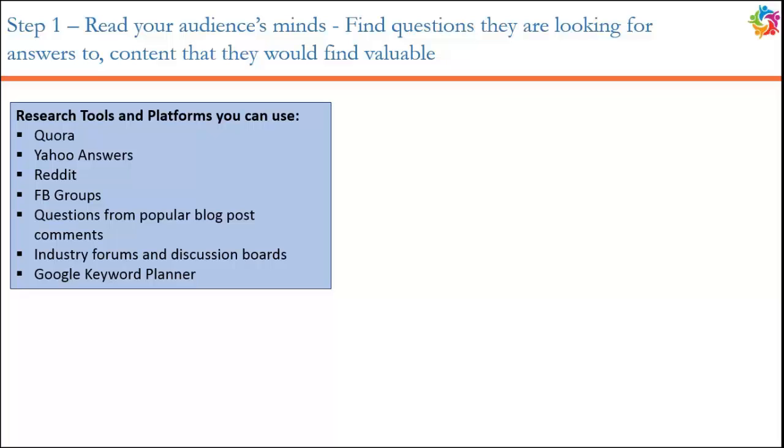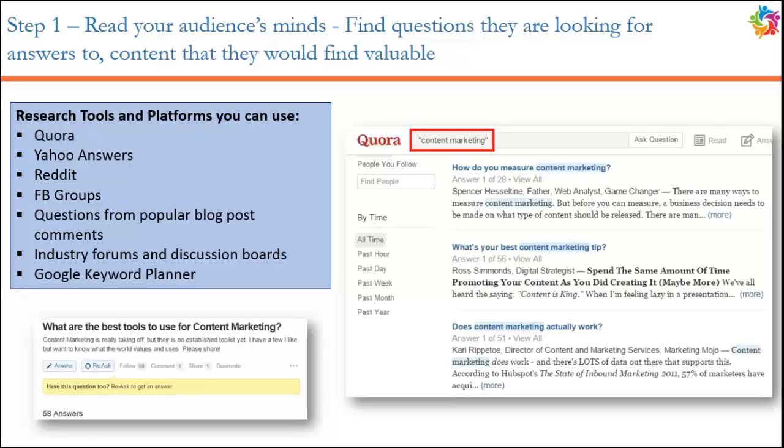Another place is to go to popular blogs and see what people are asking. Popular blog posts always have comments on them. Go and see what people are commenting, what people are saying, and figure out what they have on their mind. Industry forums and discussion boards you can also use for the same. Free tools you can use for content marketing. Just kidding, right? So this is how you do your research on what topic you should cover in your content.